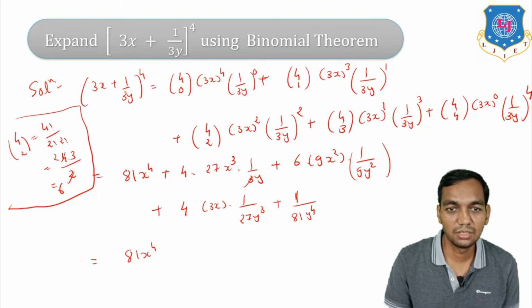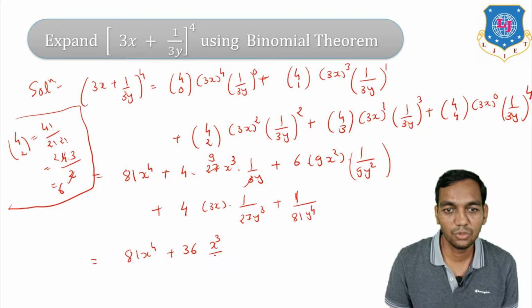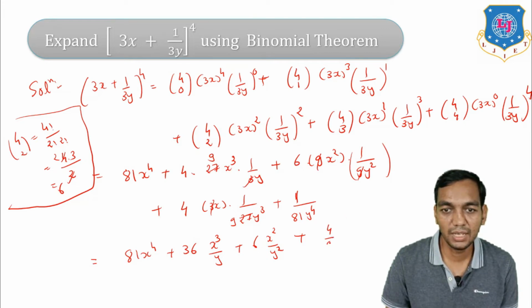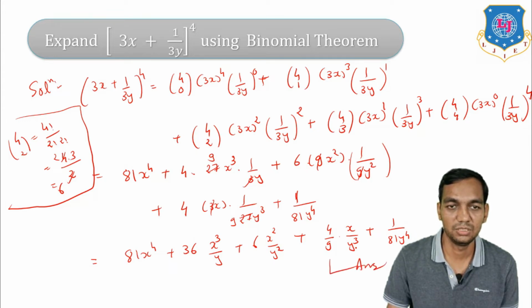Here 3 will be cancelled out and you will get 9. So 9 into 4 is 36. So 36x cube upon y, plus here 9 will be cancelled out. So you will get 6x square upon y square, plus here 3 will be cancelled out. So here you get 9 in the denominator. So you get 4 by 9 into x upon y cube plus 1 upon 81y raised to 4. So this is the answer of your binomial expansion.